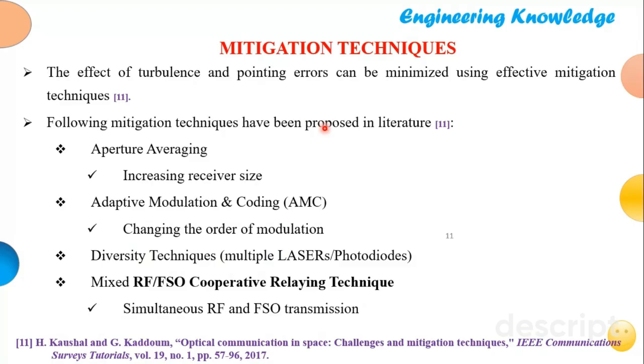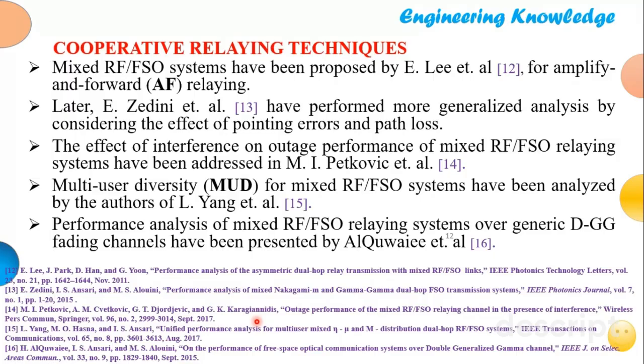Diversity techniques, like you use multiple lasers and multiple photodiodes. You can understand that lasers are basically transmitters and photodiodes are receivers. And the latest one which has come is simultaneously using RF and FSO communication systems. So I have a separate slide on that. That is where we are focusing in this lecture also.